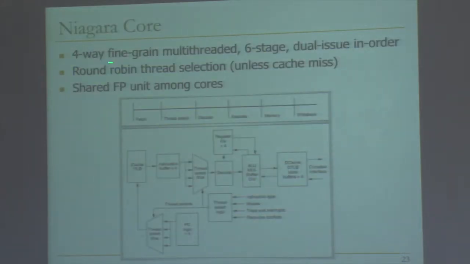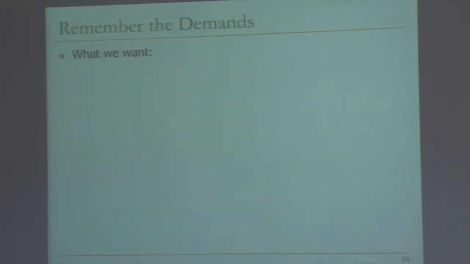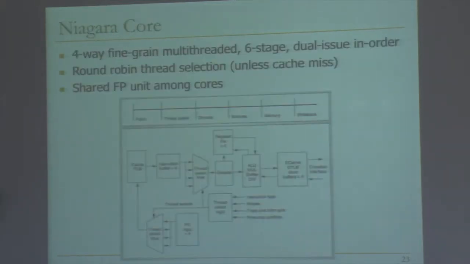Each core is 4-way fine-grained multi-threaded, 6 stages, dual issue in order. And it even has a shared floating point unit among cores to minimize costs, such that you can put more cores in it. And it doesn't have a branch predictor, because it's fine-grained multi-threaded, right? Later, they figured out that they need to put a branch predictor to get good performance on serialized code sections. But basically, this is what the core looks like. It's fine-grained multi-threading. And well, if you take 742, we'll cover what came after this.